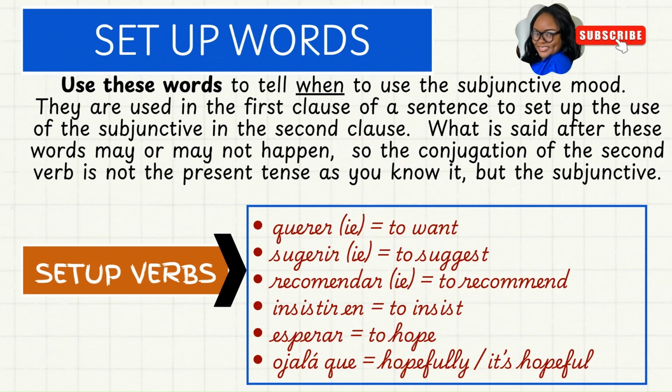So in the first part of the sentence, we will have setup verbs or setup phrases that might include verbs like the ones on the screen. Querer, to want. I want you to wash the dishes, for example. Sugerir, to suggest. I suggest that you clean your room. Recomendar, to recommend. I recommend that we go out to eat tonight. Insistir en, to insist that someone does something. Esperar, to hope that someone does something. And one of my favorites, ojalá que, which is hopefully, or it's hopeful that something might happen.